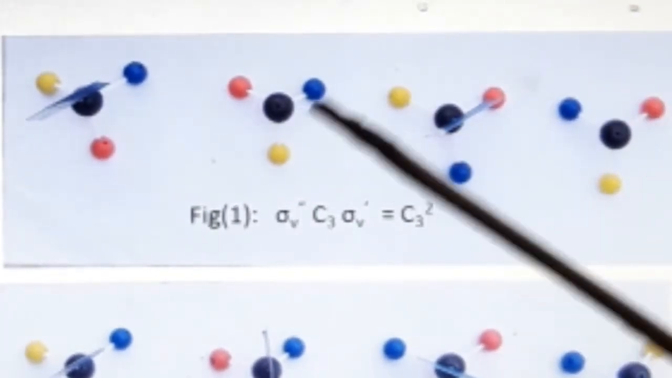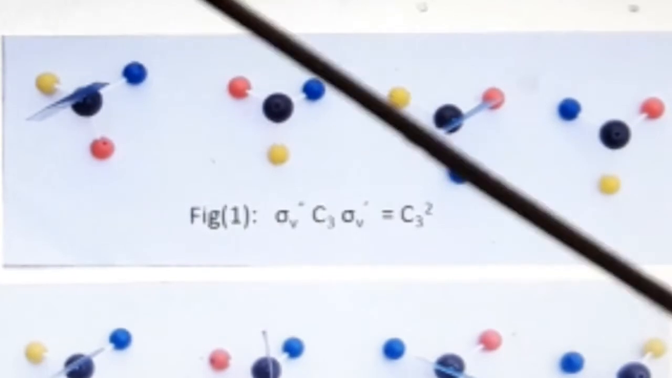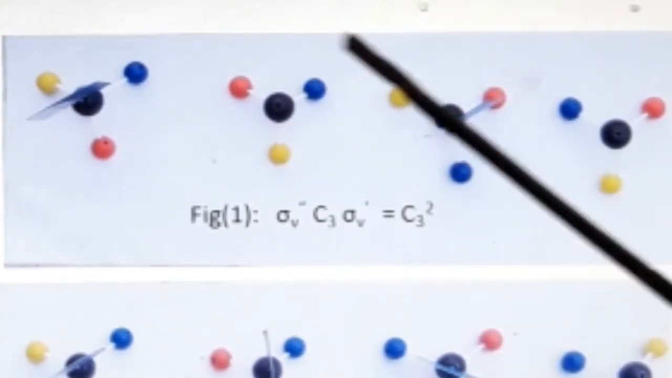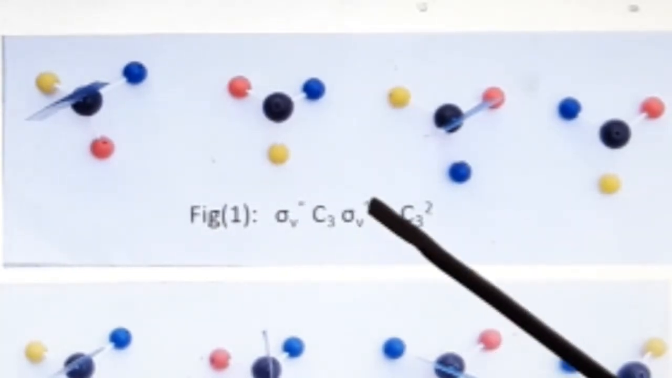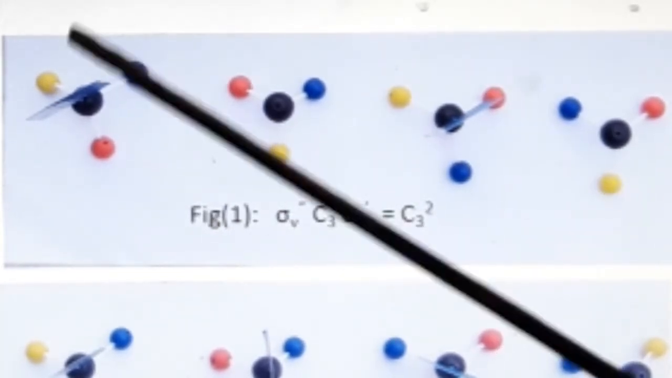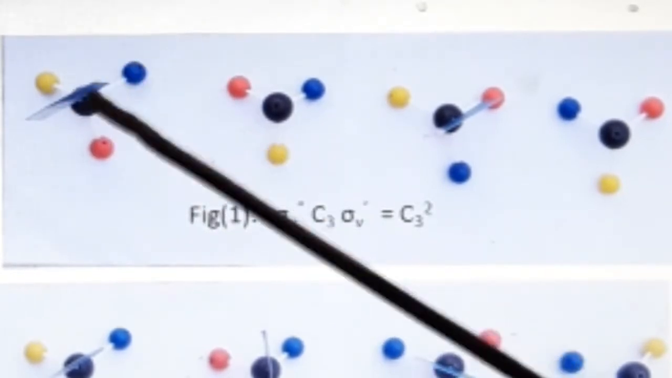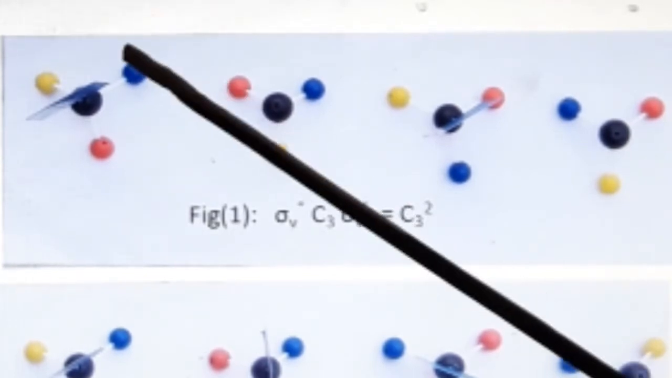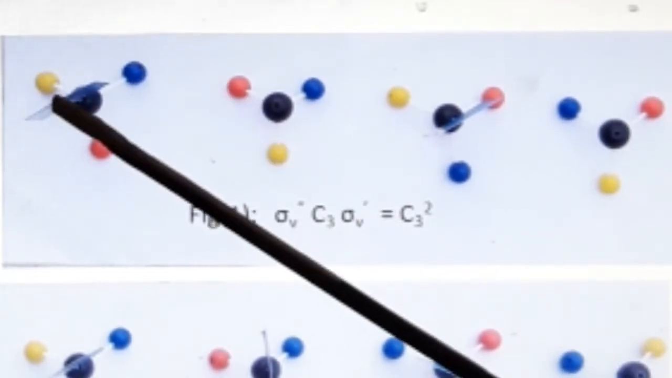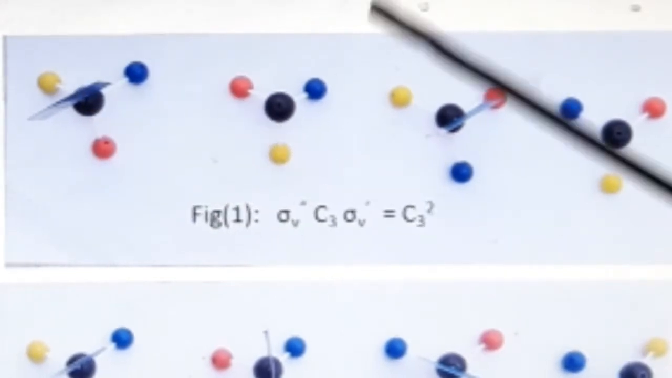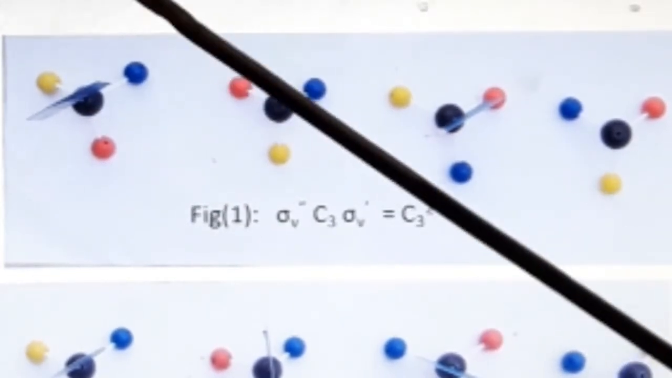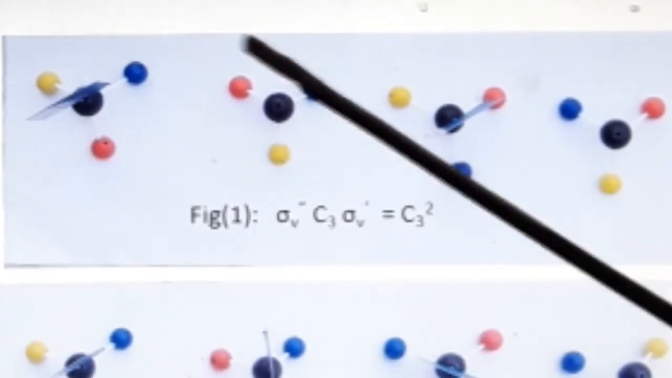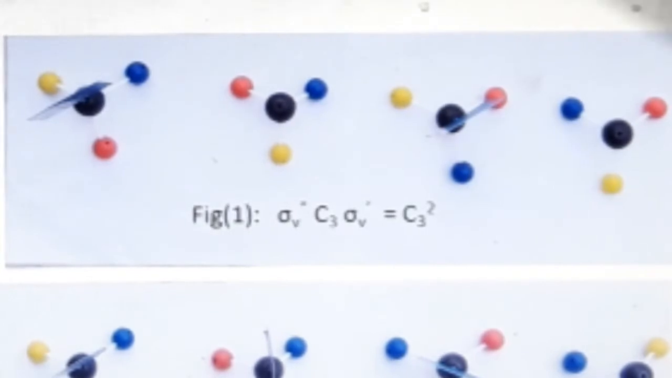We have assumed these things. Now suppose this is the original structure. Now sigma V dash is performed first. This is the plane passing through the C3 axis, and the blue hydrogen is denoted by sigma V. By operating this sigma V dash, this hydrogen and this hydrogen will exchange with each other and this structure will be obtained.